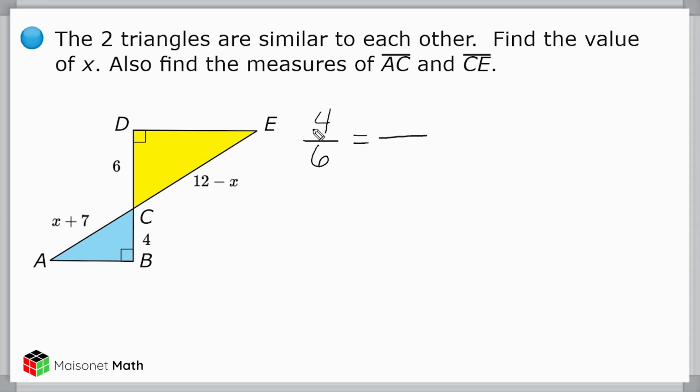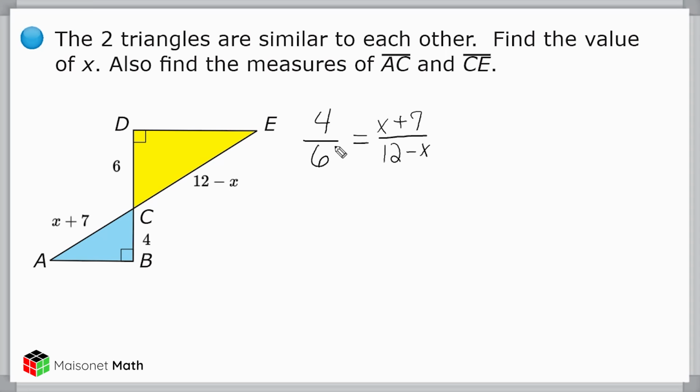So on the top here, we started with a side from the blue triangle. So we have to do the same for this ratio over here. So let's go to this hypotenuse here. We're going to say that the ratio of x plus 7 compared to 12 minus x is equal to 4 to 6.